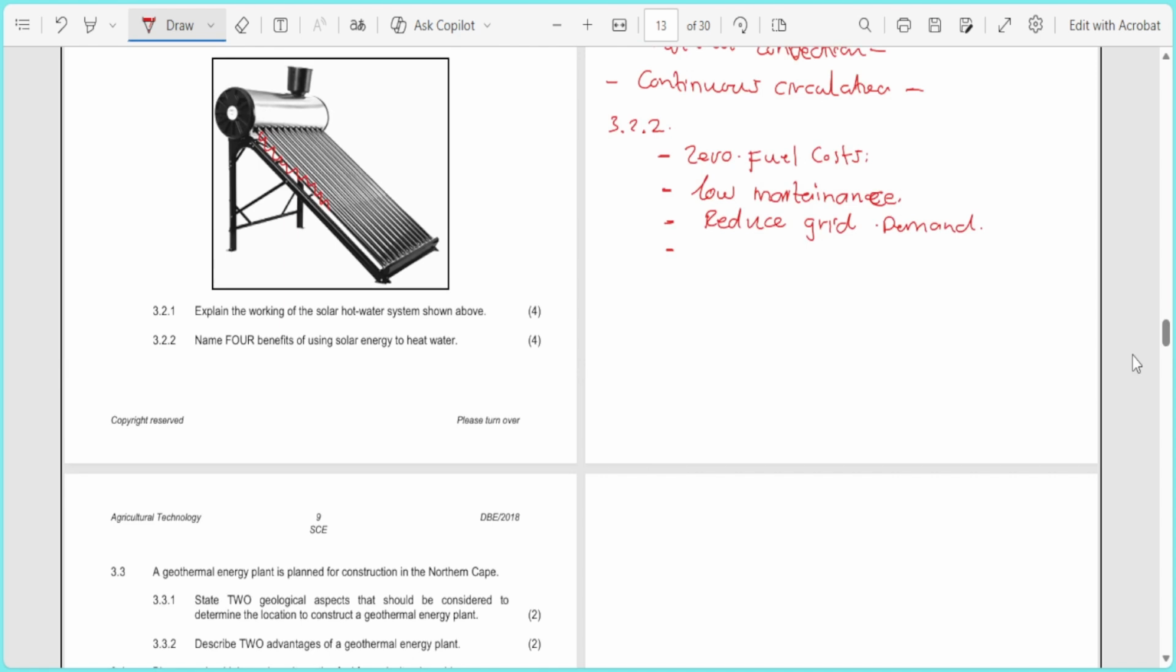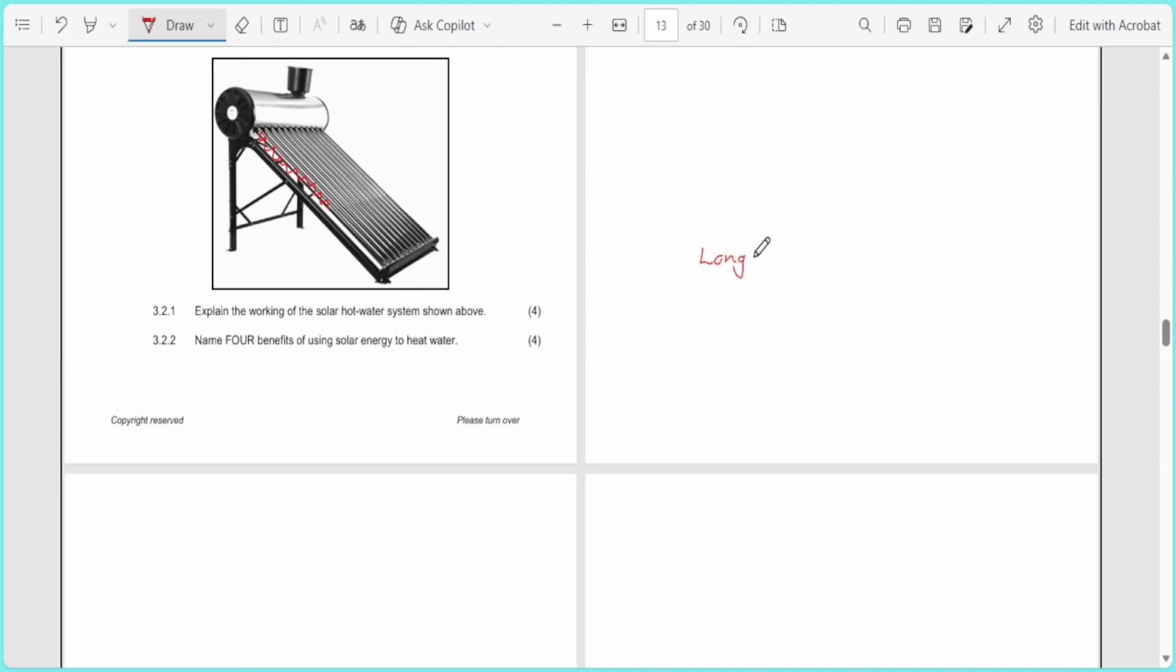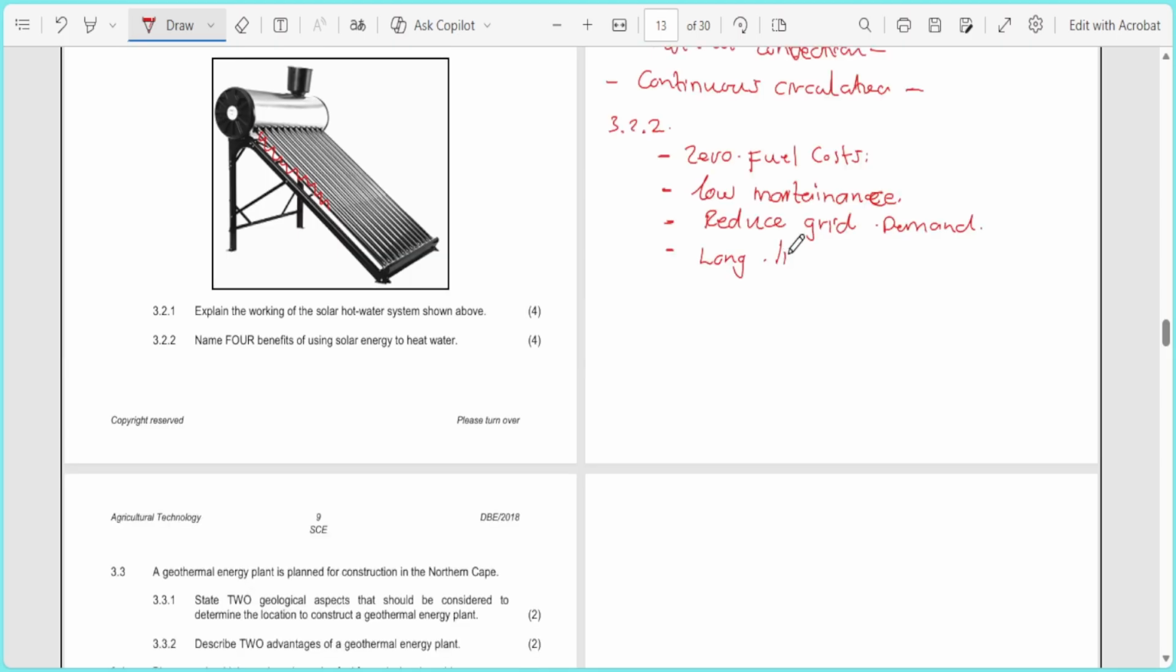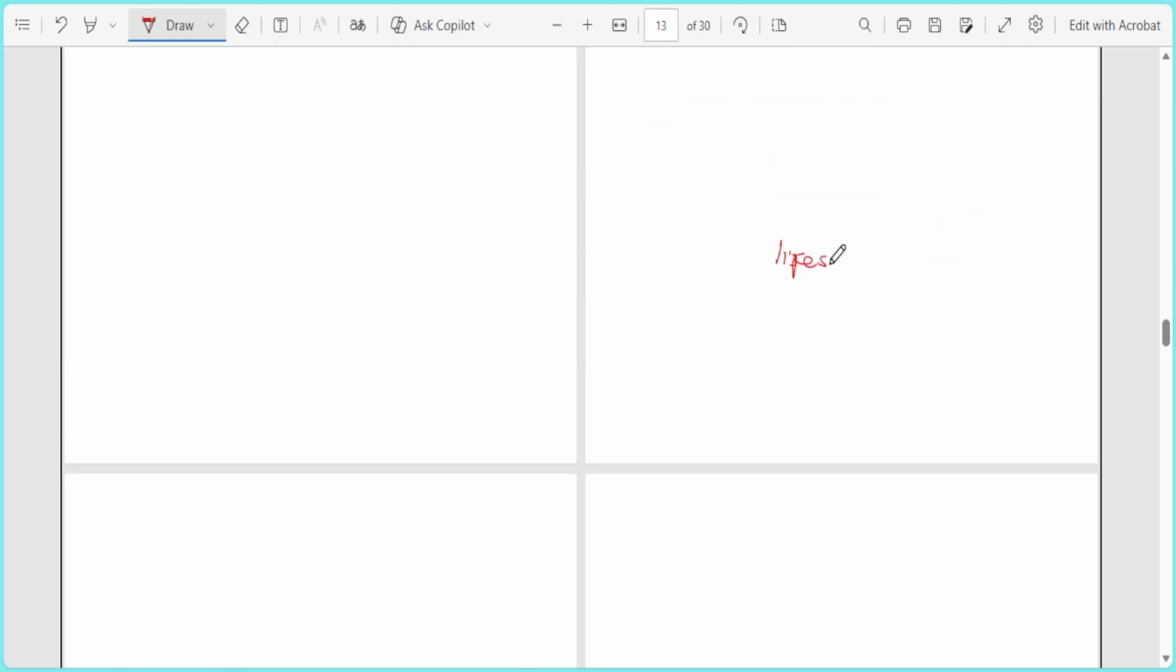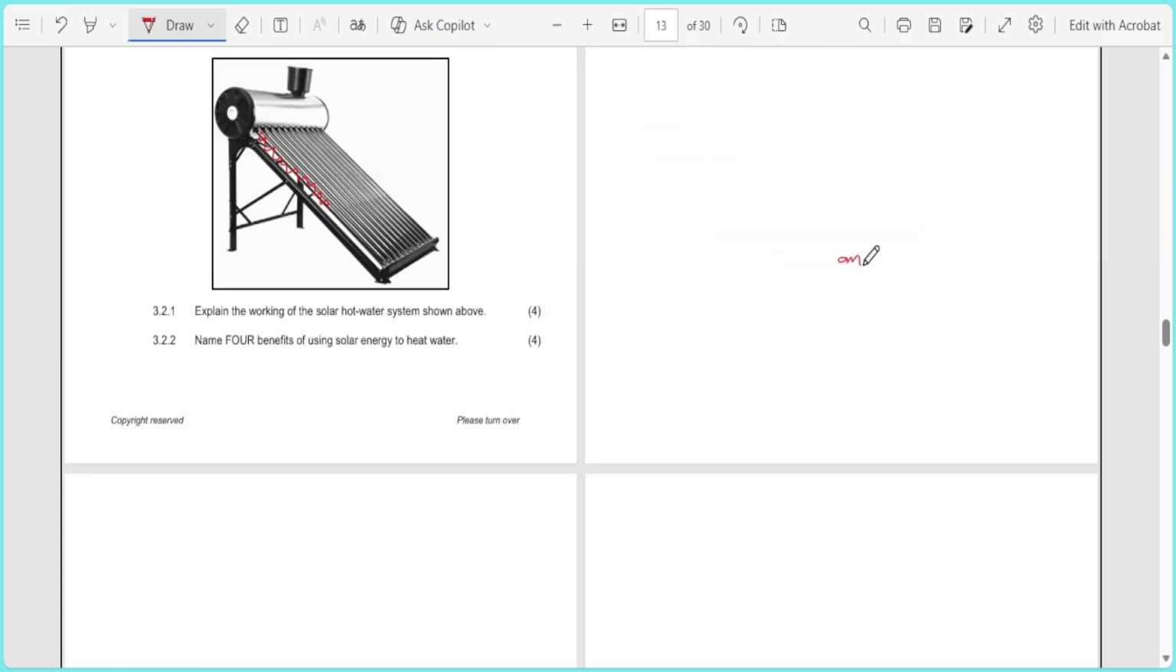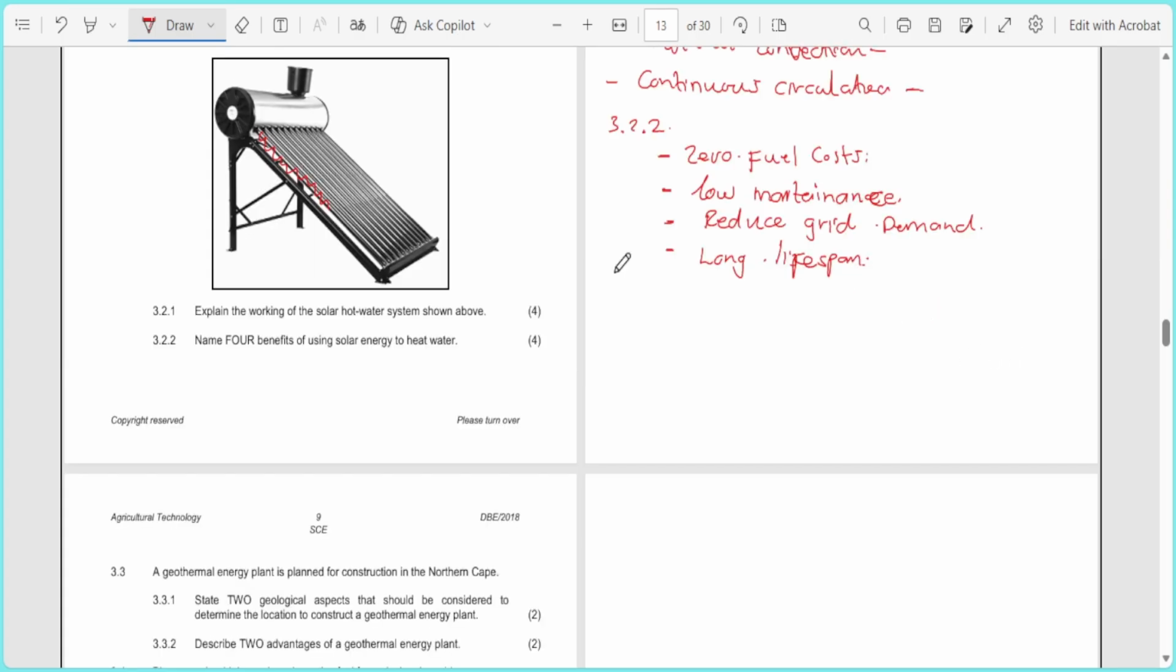So the last point would be long lifespan. Okay, if your solar system is well maintained, it can last about 20 to 25 years, around that, with only 5 to 7 years of payback period. Okay, so yeah, it is a good investment.